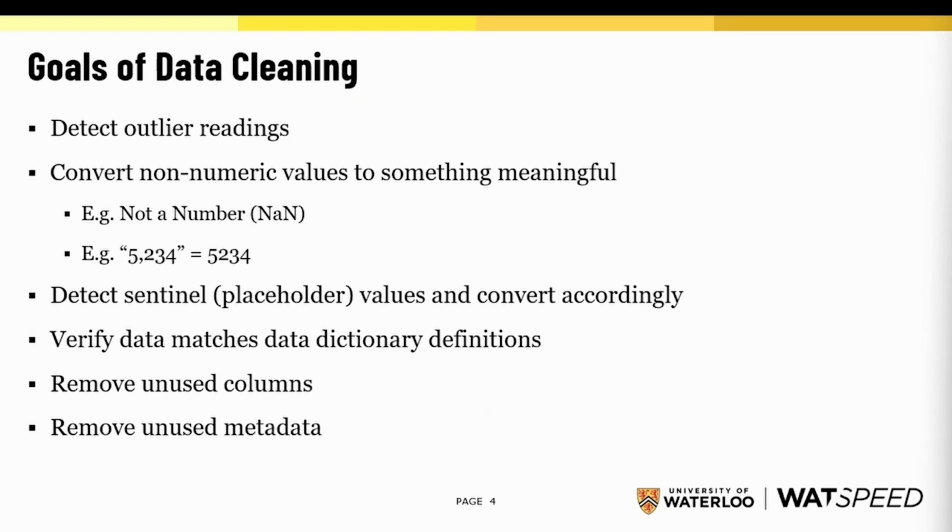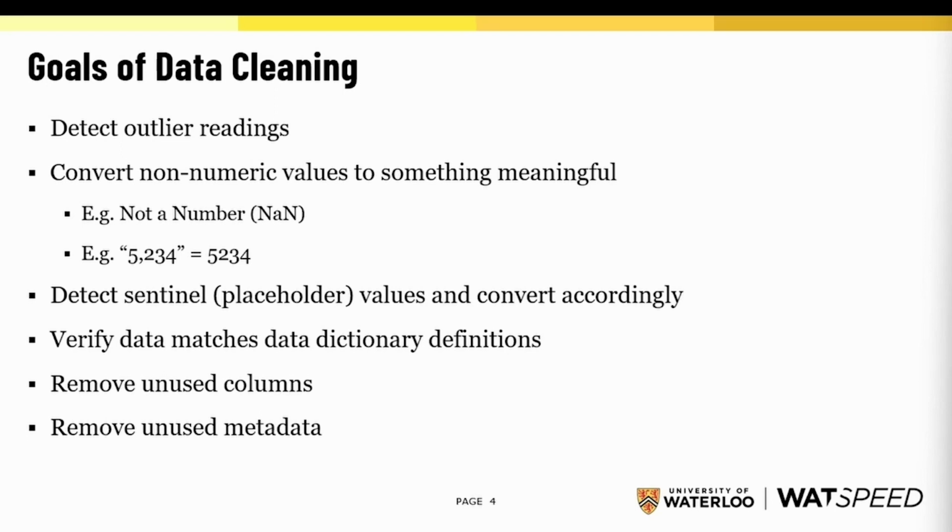Our goals of data cleaning are to detect outlier readings. So are there any data points that would, on their own, significantly influence our final result? We also want to find any values that are not numbers and convert them into something meaningful so that they don't interfere with our analysis. For example, we may want to convert missing values into something that's known as not a number.